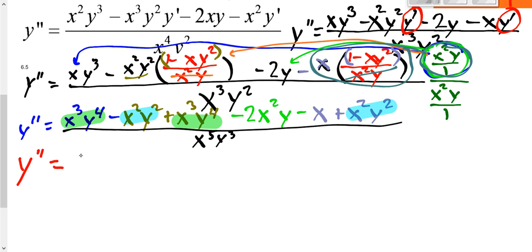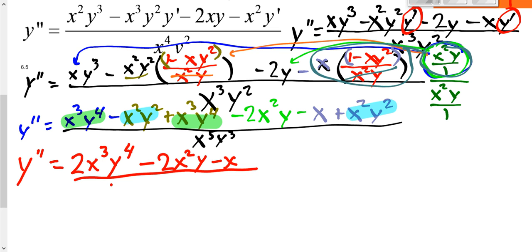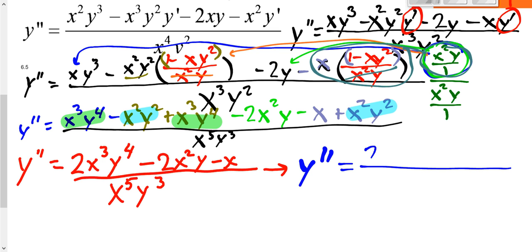Looking at the highlighted green, that's 2 of those. Looking at the highlighted blue, one's positive, one's negative, they drop out. So then I'm going to have to just bring down the next 2 things over my common denominator. Notice there's an x in everything top and bottom, so I should be able to simplify that. Take an x out of everything.